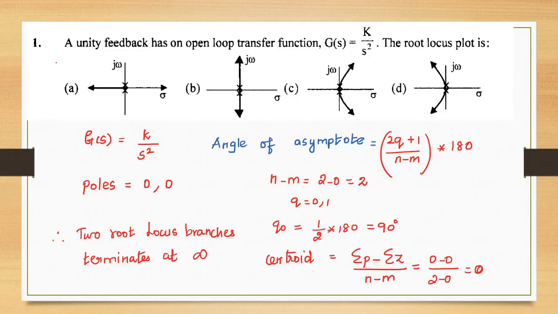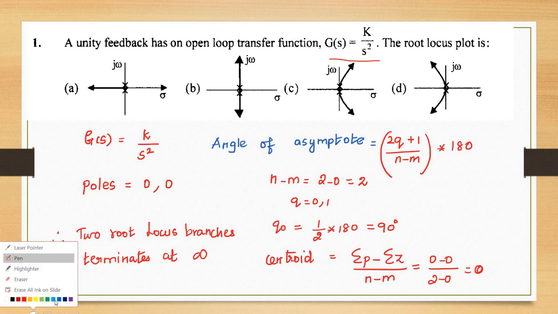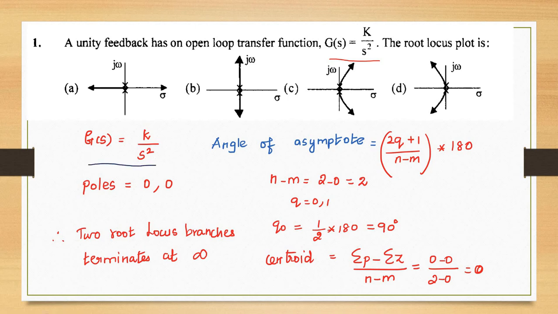Problem number 1. A unity feedback system has an open loop transfer function G of s is equal to K divided by s square. The root locus plot is to be identified. So I am going to write the open loop transfer function once again: G of s is equal to K by s square.